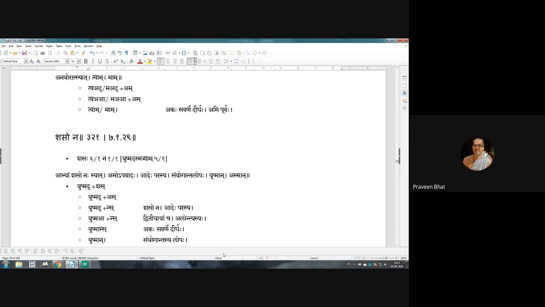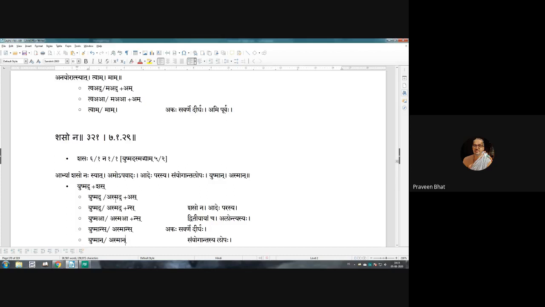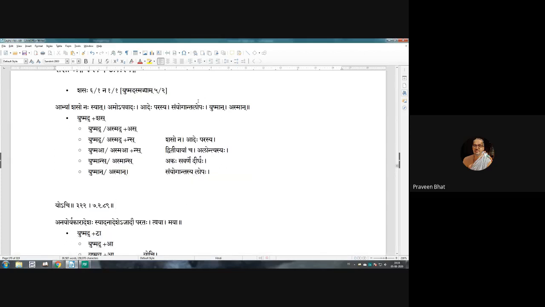So sanyogantasya lopaha will take away the sakara and you'll get yushman. That is the rupasiddhi. What will happen with asman here? Asmat shabda: same thing. Instead of yushmat, asmat plus as, then again asmat plus nakara plus as. Here you'll get asma by akasavarne dirgha, and after asma you'll get asmans, and then asman. So that's the rupasiddhi for shasthana.